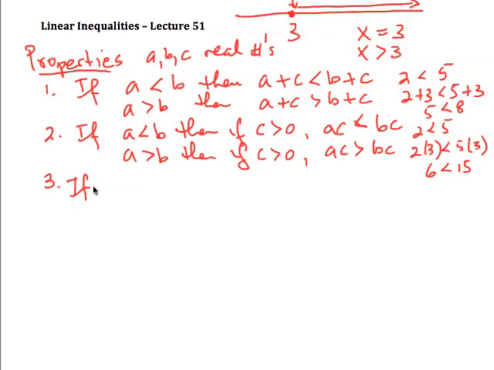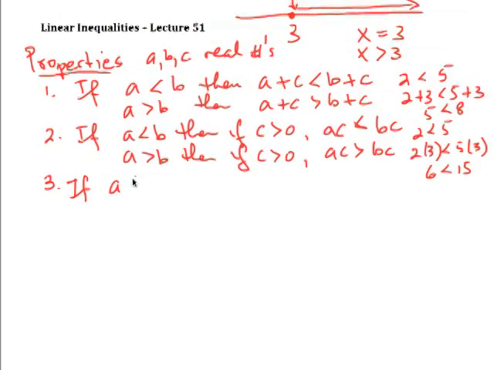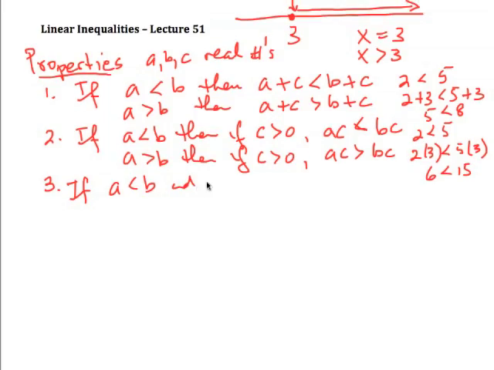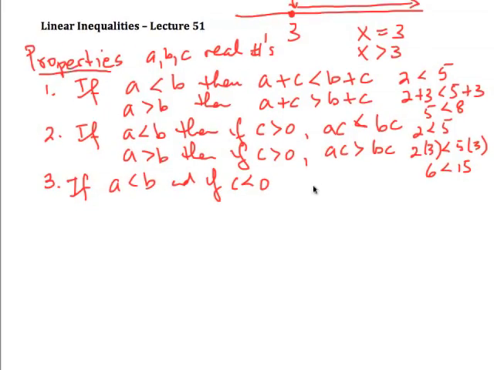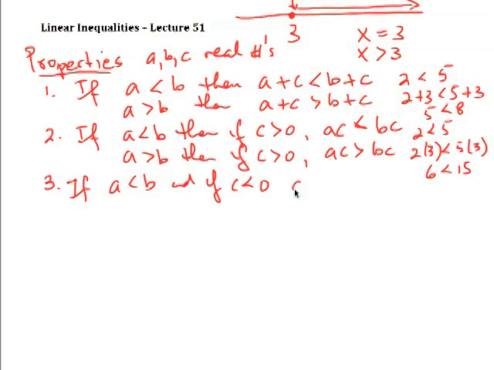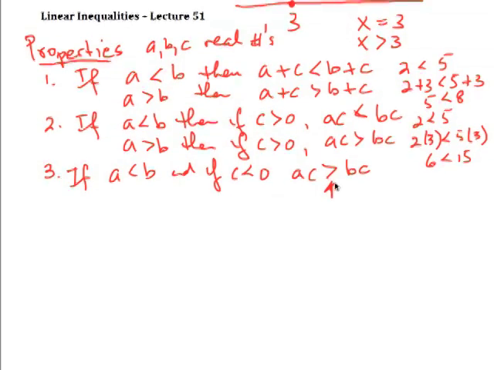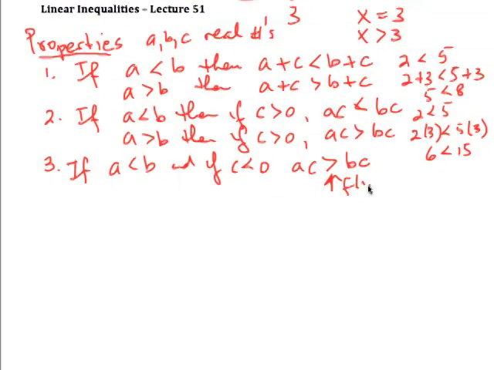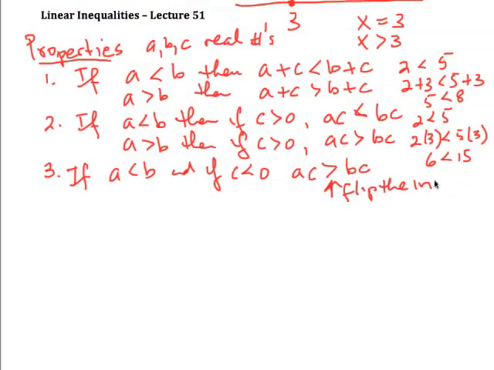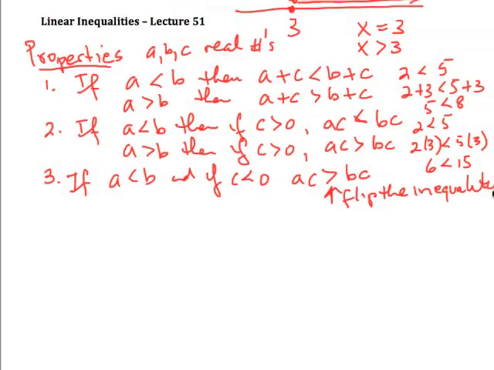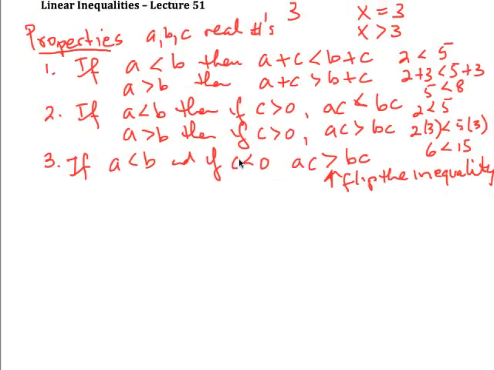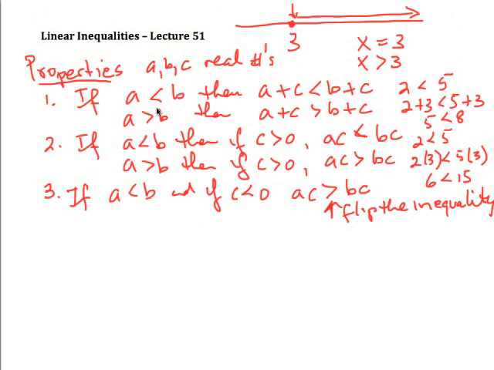Alright, so we need to make sure that we have that particular case, and that is if A is less than B, and in this case, if C is less than 0, a negative number, then AC is going to be greater than BC. Notice that we flip the inequality when we're multiplying and therefore when we're dividing by a negative number. All right, now all these will also work if I have less than or equal to or greater than or equal to. The same thing will in fact occur.